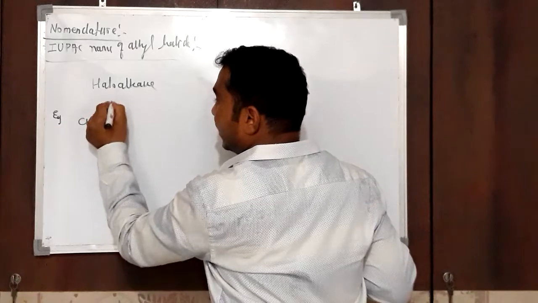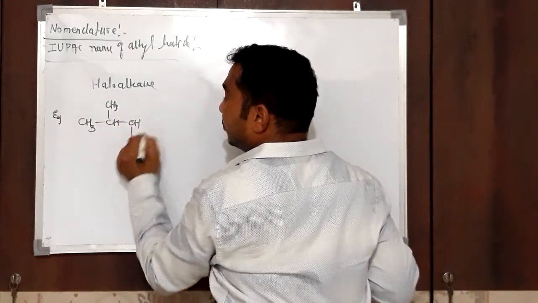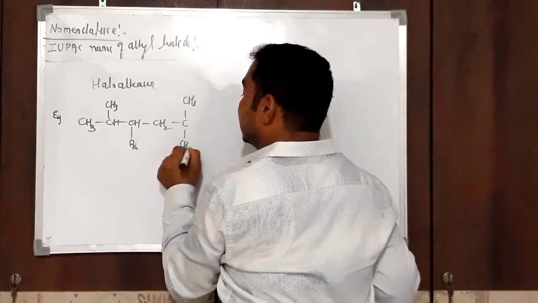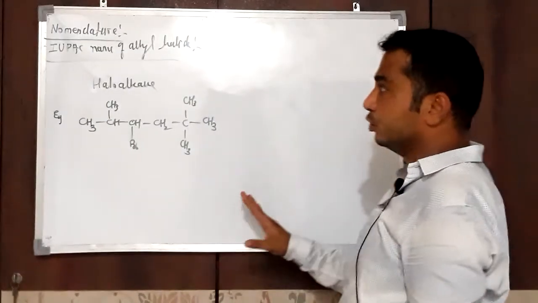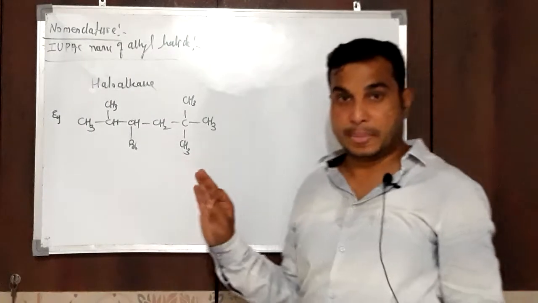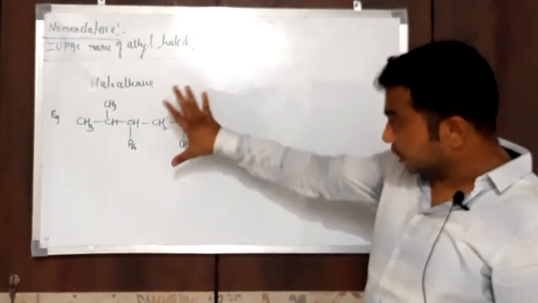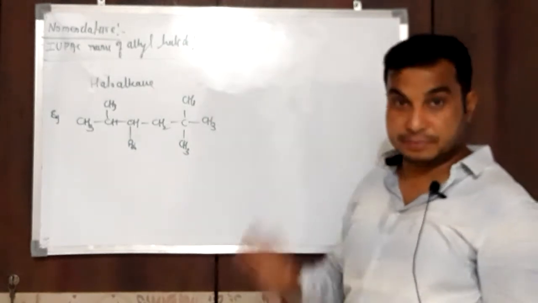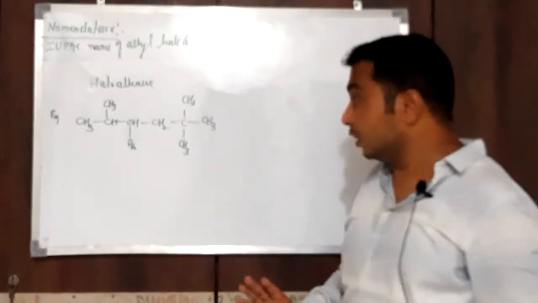I will take an example: CH3, CH, CH3, CHBr, CH2, CH3, CH3, CH3. For this, it is not possible to give a common name, so apply the IUPAC name. Observe this molecule. This compound contains a halogen atom, so it is a halogen derivative of alkane. The functional group is the halogen atom.